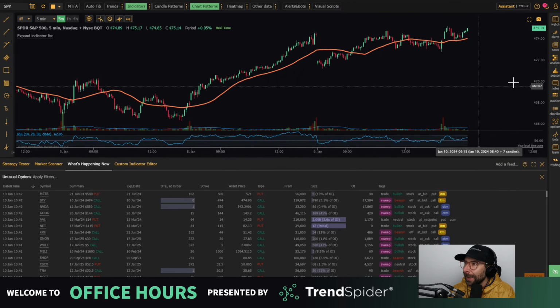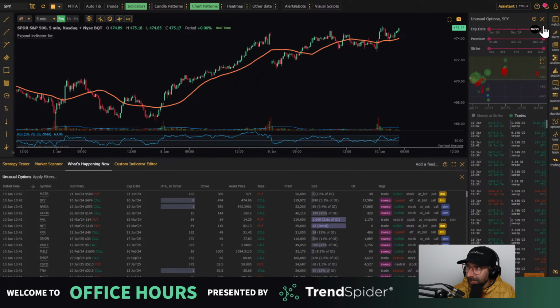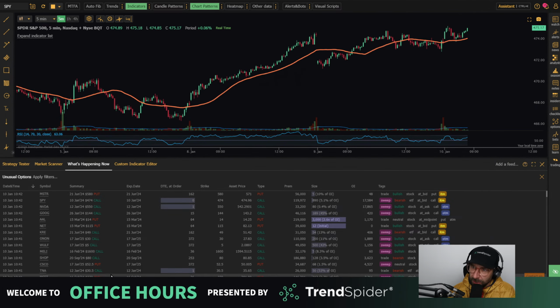So if you want to just see the unusual options of an individual ticker, you can see them visually using the unusual options sidebar widget, or you can utilize What's Happening Now.